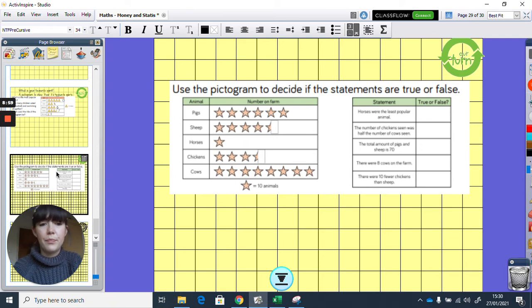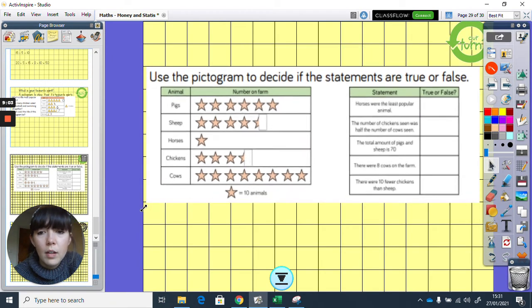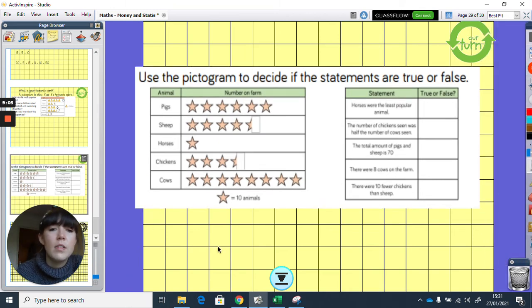Okay, let's have another go. Now, I'm going to make it a bit bigger so that you can see it better. Use the pictogram to decide if the statements are true or false. So you've got some statements there. You're going to have to sort of go a bit close to the screen.